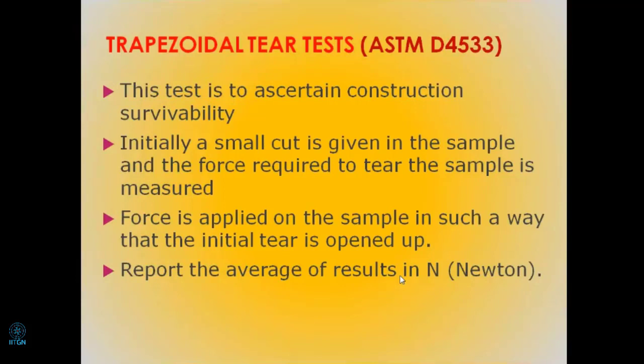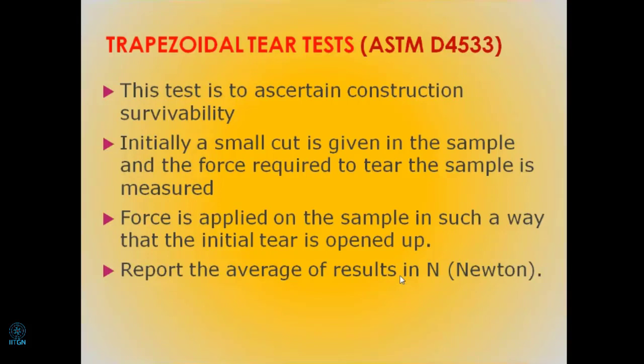Next is the horizontal tear test as per ASTM D4533. This test is to ascertain construction survivability while putting our geotextile in the field during construction. It should not be damaged while in use with different construction materials like aggregates, bituminous material and all that. So to check its survivability, we have to perform this trapezoidal tear test.